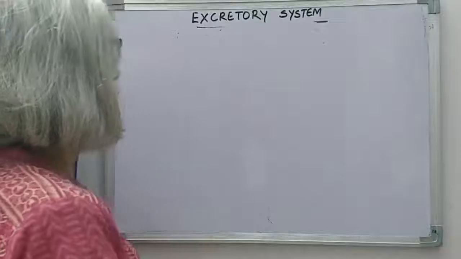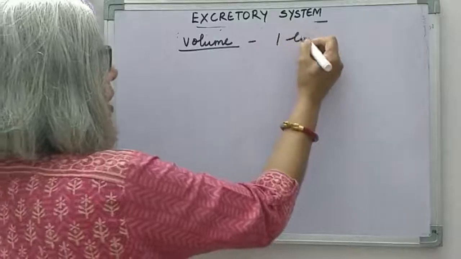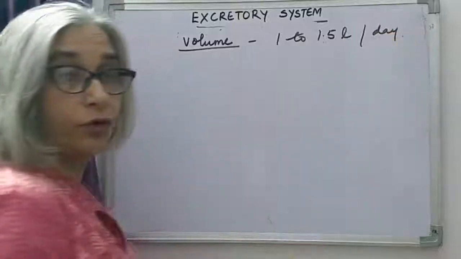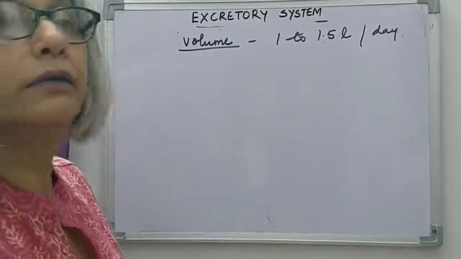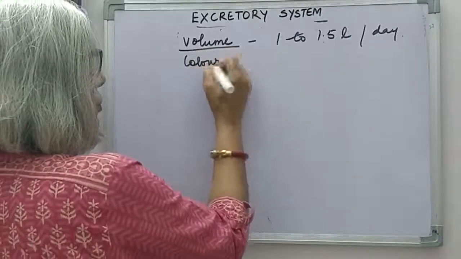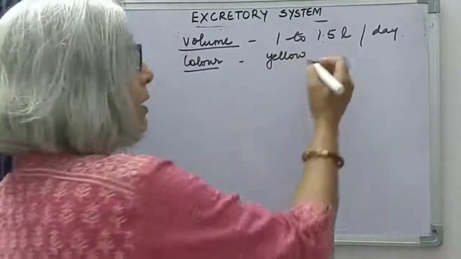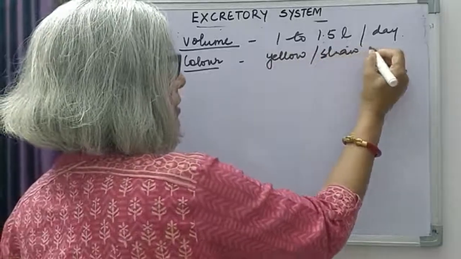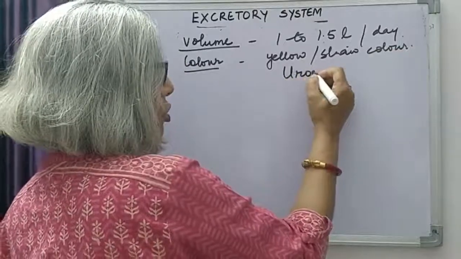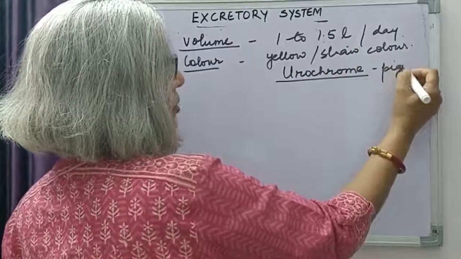Now coming to urine, I mentioned last time also that the volume of urine produced is 1 to 1.5 liters per day, that is, in a period of 24 hours. Coming to color, urine is light yellow, faint yellow, or straw colored, and this is because of the pigment urochrome present in urine.